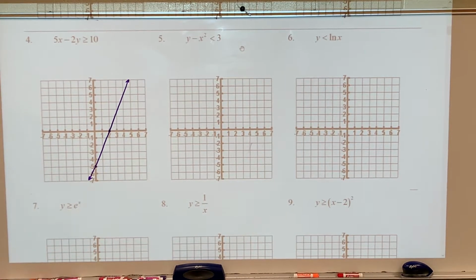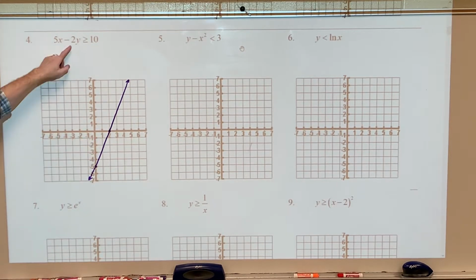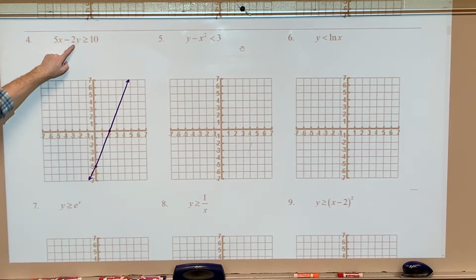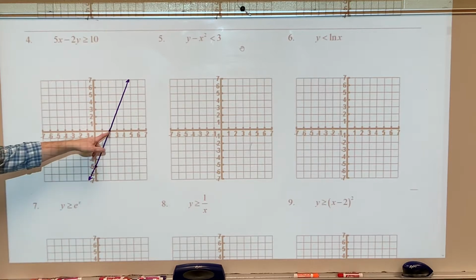Now, do I shade above or below, left or right? What are you going to do? Now, I like plugging in the origin. The origin is a great point to plug in as long as it's not on the actual line. Like, I don't want to plug in 2, 0. If I plug in 2, 0, it's actually on the line and I get a true statement, 10 equals 10. Great, I already knew that because I have it colored in there.